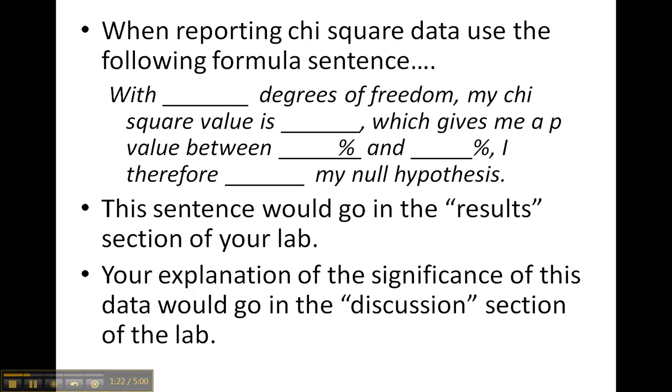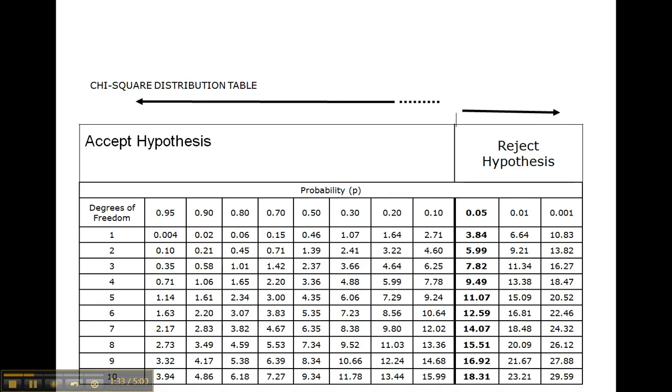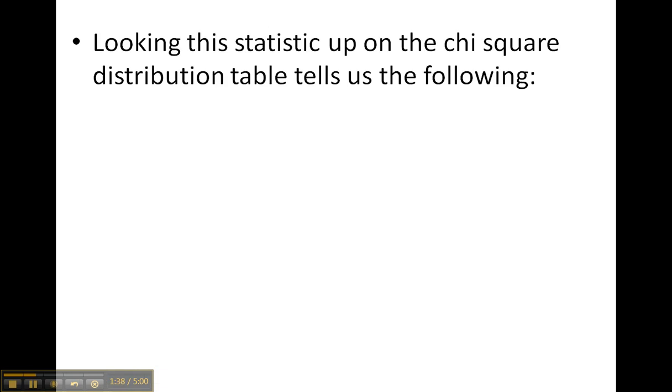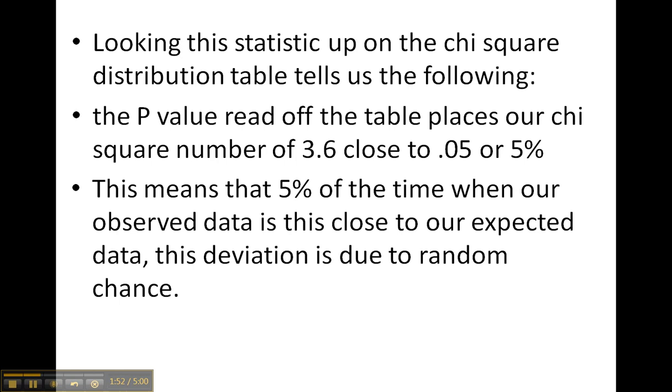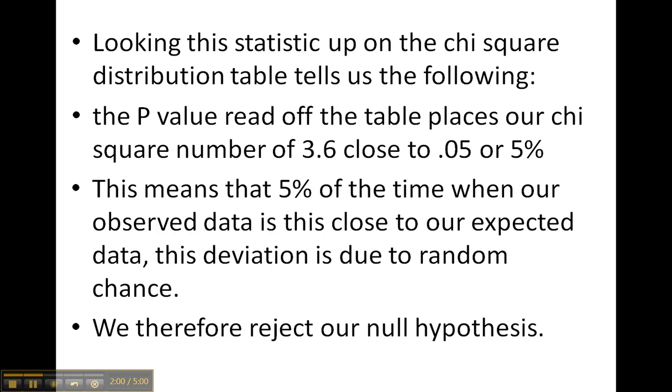And then your explanation of it will go in the discussion section of the lab. The calculations itself will go in the procedure because obviously that's part of your procedure. So again, here is the table. We'll look up that statistic on the chi-square distribution table, and the p-value is read off the table, and it places our chi-square number of 3.6 close to 5%. And this means that 5% of the time when our observed data is this close, this deviation is due to random chance. So we will reject our null hypothesis.